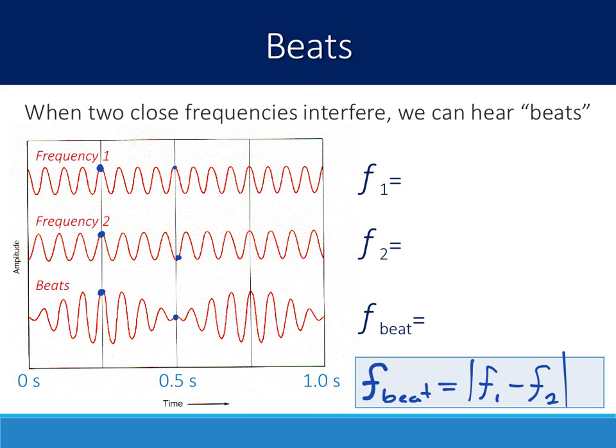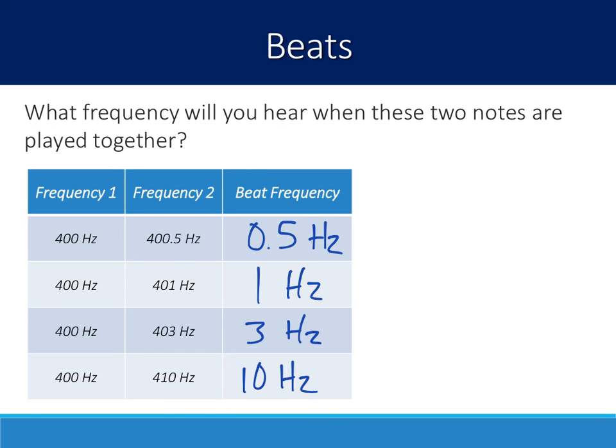Now we can figure out the frequency of the beats, how often they're going to oscillate loud and soft, by looking at the difference between the two frequencies. So let me show you on the next page what I'm talking about here. So let's say we have two frequencies that are played together. This is often done when you're trying to tune an instrument and you're listening to the original frequency and your other note might be slightly off. You hear this pulsating sound, and that is the beat.